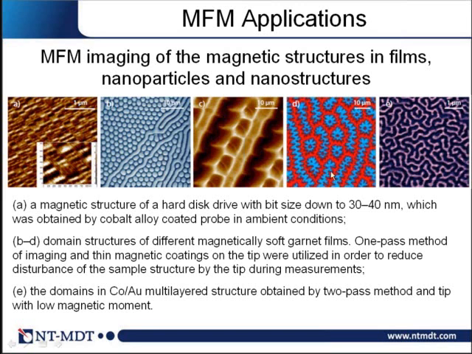Finally, on the right side here, you see the domain structure of a cobalt-gold multilayer structure, and again, to obtain a small disturbance, the tip was covered by magnetic materials with low magnetic moment. This is again a challenge because this reduces your signal, and it's challenging with respect to the signal-to-noise ratio.